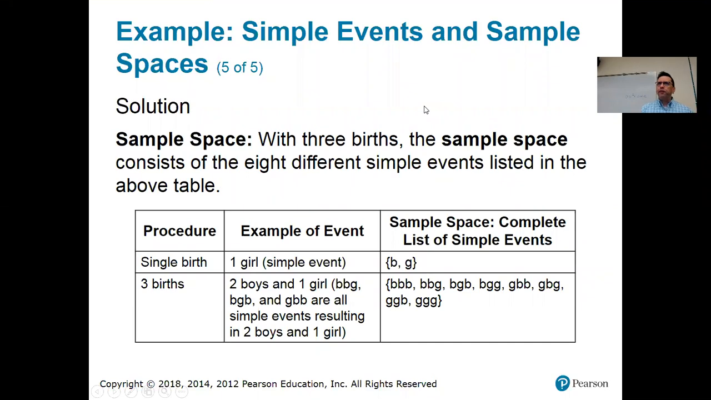Okay, and then your sample space is the list of all possible things that can happen. So if you're only having 1 child, the possible results are boy or girl. That's all of them. But if you're having 3 kids, then there are all these different possibilities when you take into account the order of the births.